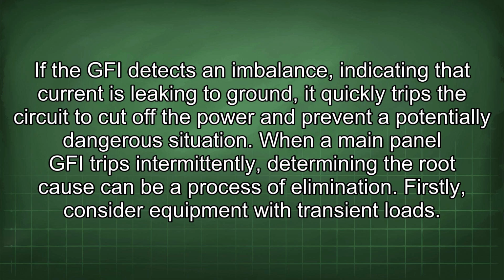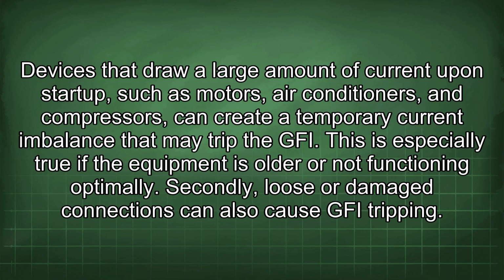When the main panel GFI trips intermittently, determining the root cause can be a process of elimination. Firstly, consider equipment with transient loads. Devices that draw a larger amount of current upon startup, such as motors, air conditioners, and compressors, can create a temporary current imbalance that may trip the GFI. This is especially true if the equipment is older or not functioning optimally.